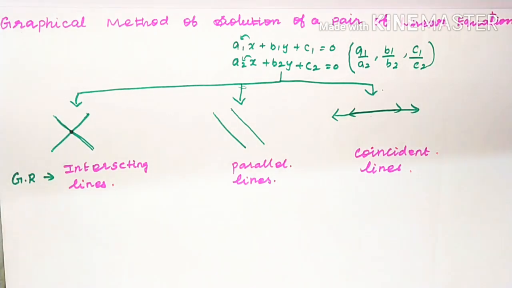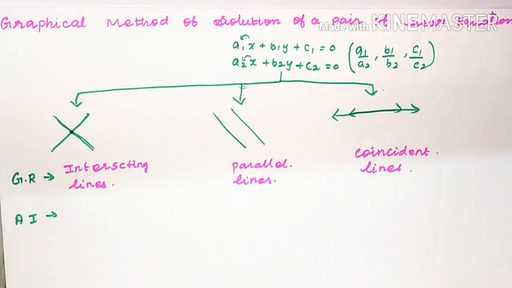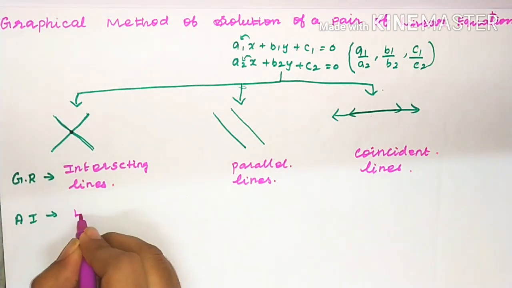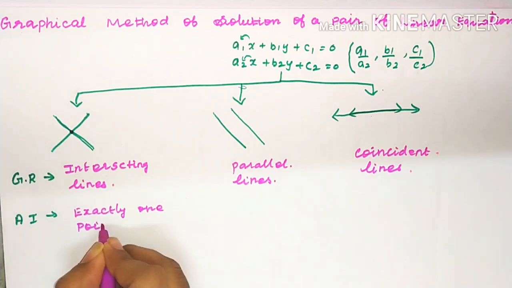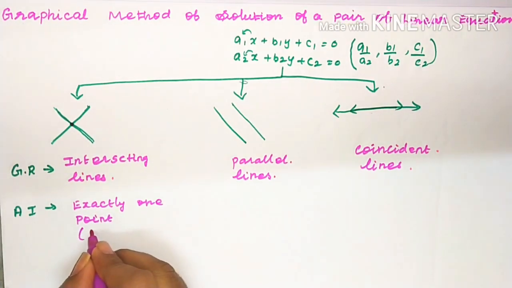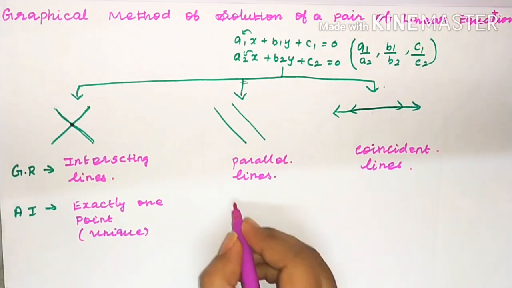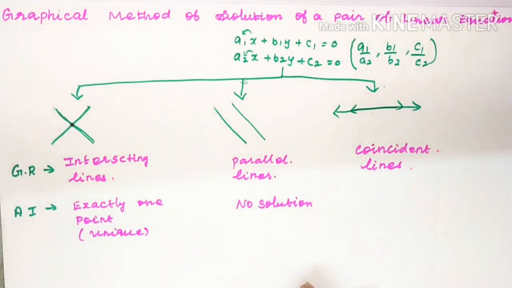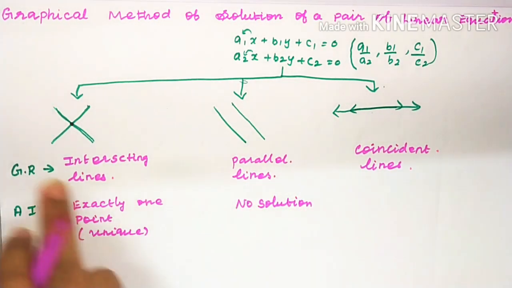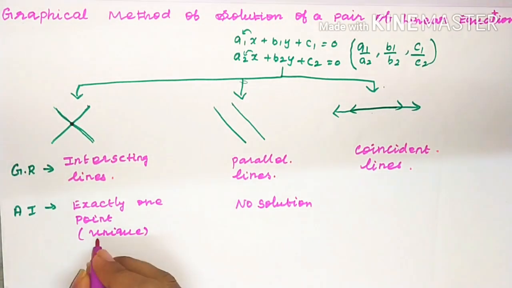Now I will explain this in the algebraic interpretation. Listen carefully. For intersecting lines, they intersect at exactly one point, so we get a unique solution. Parallel lines mean no solution, because the lines are not intersecting, so there is no common point, so no solution. Here both lines intersect at one point, and you get only one common point and a unique solution.